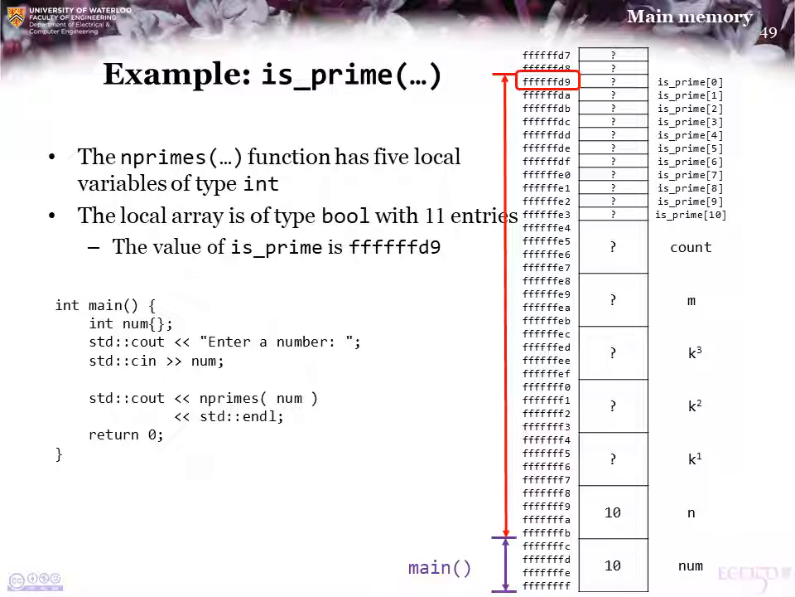So at this point, the memory for the call to isPrime goes from the address ending in D9 and going all the way to the address ending in FB. If another function was to be called from within isPrime, then that would use the memory above the address ending in D9.